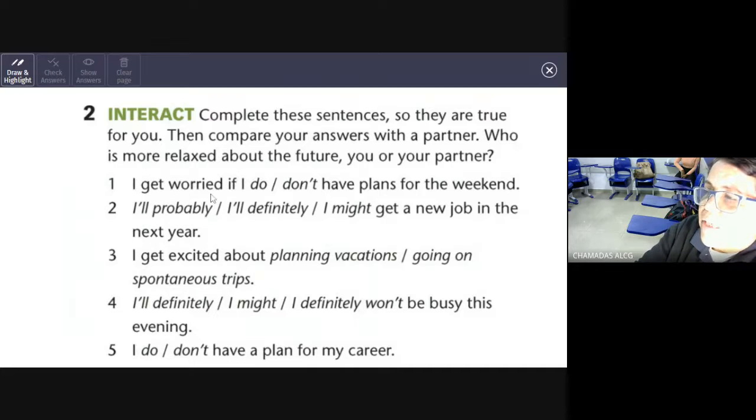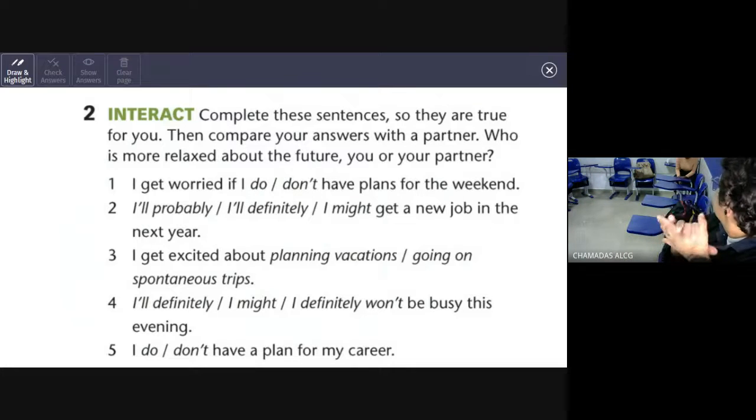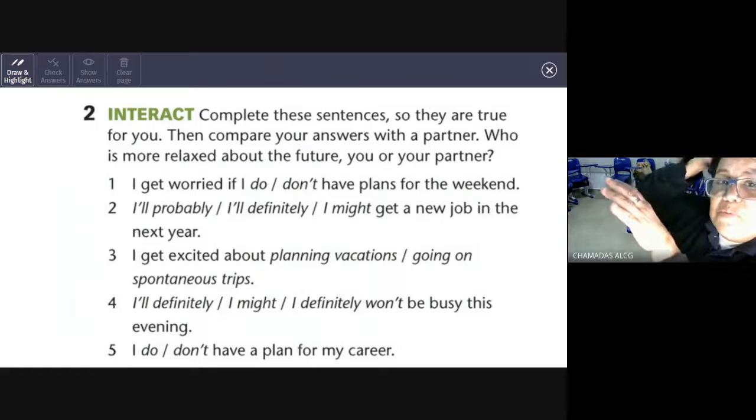I get worried if I have plans for the weekend. Here, there are two options, do or don't. Okay. So, how do you feel about this? Do you get worried if you don't have plans for the weekend? I don't know. I don't, because I usually have the same plans.